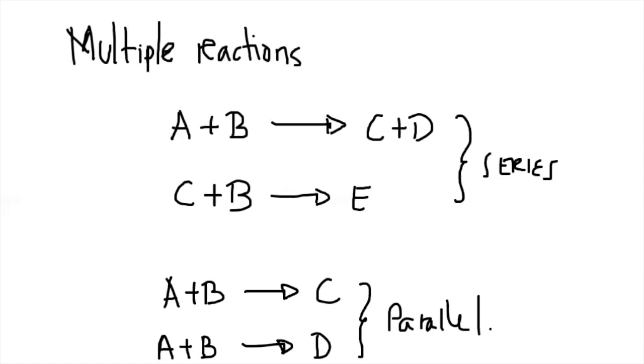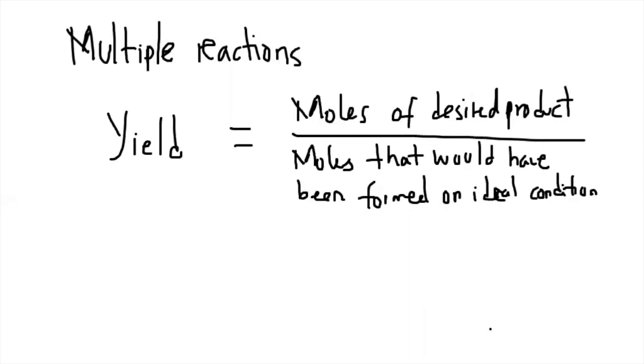So these are multiple reactions that can occur when having certain reactions, and it is important to know how to proceed in order to obtain the balance. For this kind of reactions, we can define the yield as the moles of the desired product that is actually formed, over the moles that would have been formed in the ideal condition. This is when there are no side reactions and the limiting reactant had completely reacted. So this is what we call the yield.